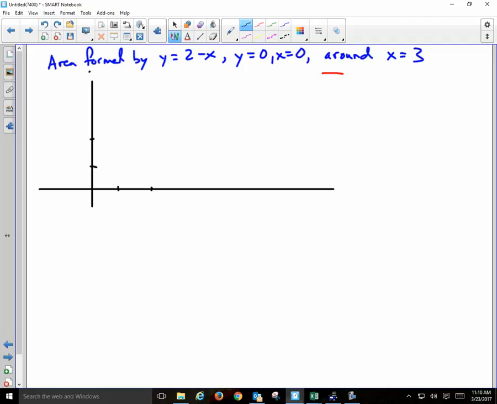So y equals 2 minus x. What does it look like? A line with a slope of negative 1. y equals 0 is the x-axis. x equals 0 is the y-axis. Everybody agree I have that triangle?